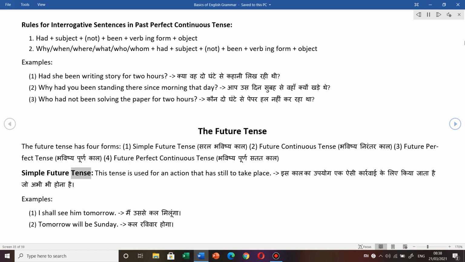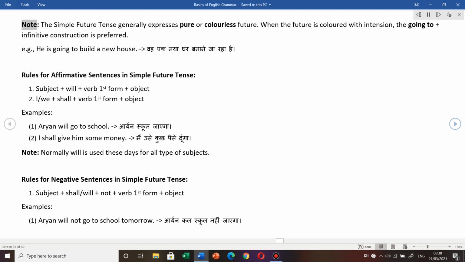Simple future tense. This tense is used for an action that has still to take place. Examples. I shall see him tomorrow. Tomorrow will be Sunday. Note, the simple future tense generally expresses pure or colorless future. When the future is colored with intention, the going to and infinitive construction is preferred. For example, he is going to build a new house.